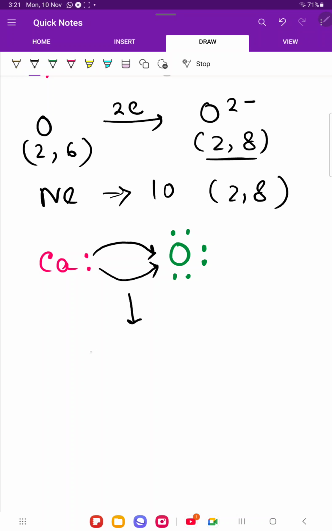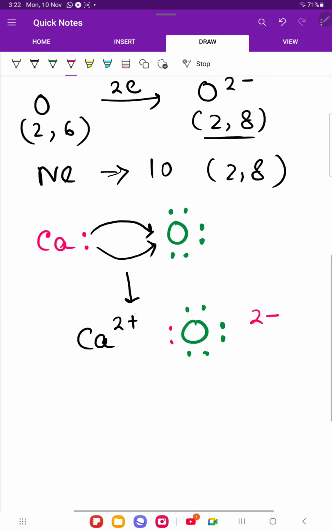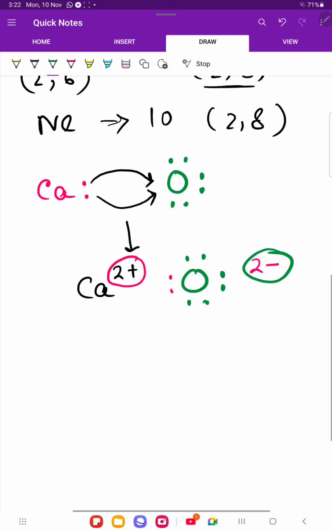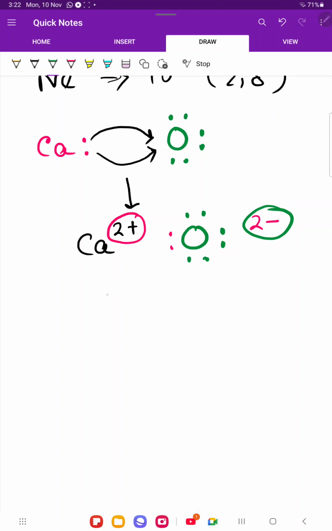If you see now, calcium becomes calcium 2 plus. Oxygen, previously it was 1 2 3 4 5 and 6, and it got 2 electrons from calcium. So oxygen has a total of 8 electrons, and oxygen becomes 2 minus, right? So these 2 plus and 2 minus are basically the cation and anion. If they come closer, they will have an electrostatic attraction. Okay, because of that they will form this ionic compound, which is calcium oxide. Okay.